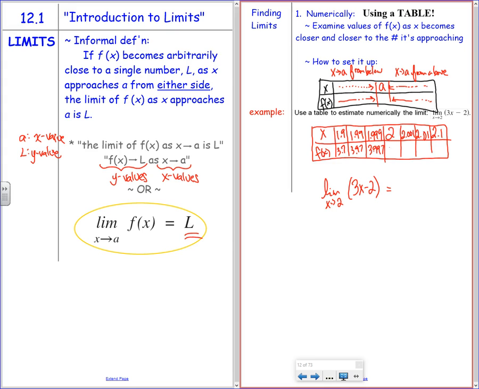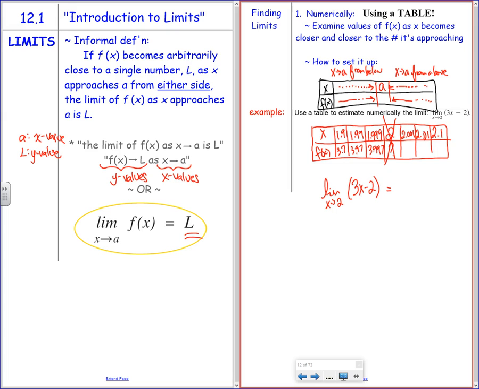I'm not going to plug anything into there because, to be honest, the value at 2 really doesn't matter for limits. It matters for something that we would call continuity of a function, but for limits, it does not matter. We're just looking at the approach. So guys, as the approach happens, what do my y's seem to be approaching as x approaches 2? 4.